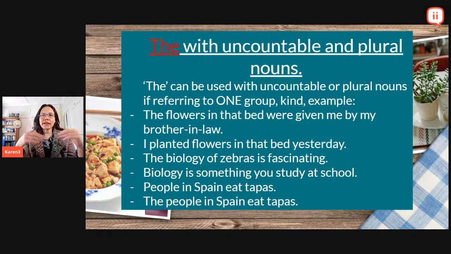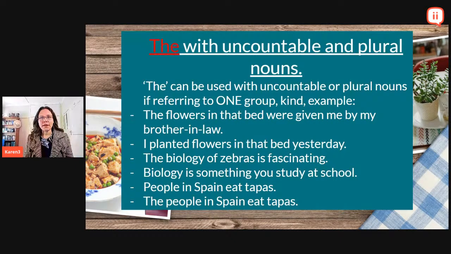Then, the biology of zebras is fascinating. Okay, the biology of zebras is something I'm going to come back to. The biology, because it's talking about the zebra's biology. It's very specific, narrowed down, it's one group, okay? I hope that you're with me. Please ask questions if I am not clear. Otherwise, we say biology is something you study at school because it's a broad subject. We don't use an article.